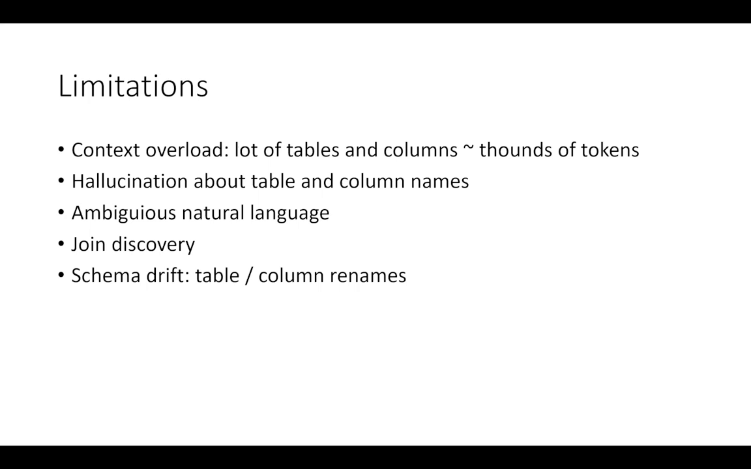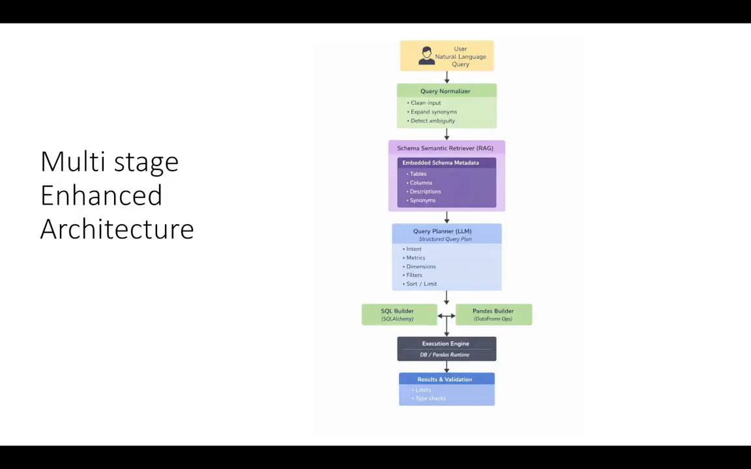So what are the solutions? Here is a multi-stage enhanced architecture that we can put in. You get a natural language query, then you normalize the query, so clean the input. You expand the synonyms, you detect some ambiguity. Now one key thing that we'll do here is some sort of RAG, retrieval augmented generation, for the schema. Then we'll ask the LLM to give a specific structure for the query. We'll call it a query planner. So we'll say what is the intent, what are the metrics, and so on and so forth.